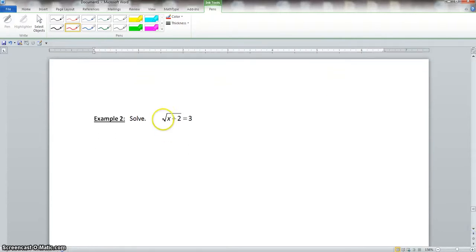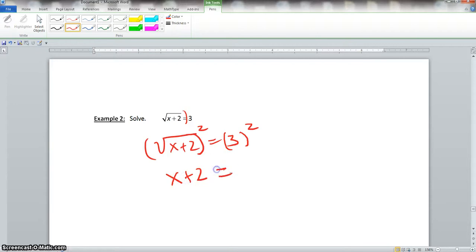Now, we have the square root of x plus 2 is equal to 3. So we square, well, let me rewrite this. X plus 2 is equal to 3. So we would square both sides. Now we know squaring this here would just get rid of the radical. And we have x plus 2 and 3 squared is 9. So we subtract 2 on both sides and x is equal to 7.